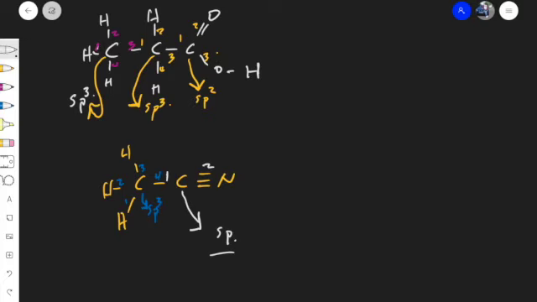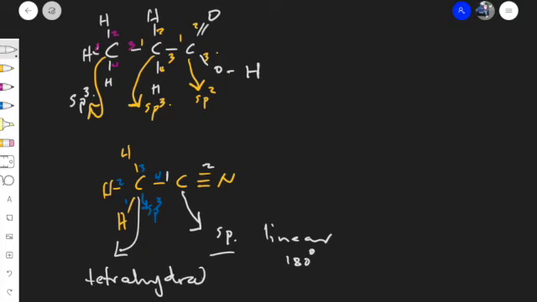Then this is an example of a question. On this carbon, what will be the shape? It is going to be linear, right? And the angle is going to be 180. And on this, it is going to be tetrahedral. So these are the examples of the questions that you can be asked.